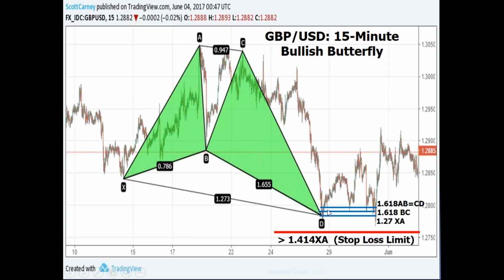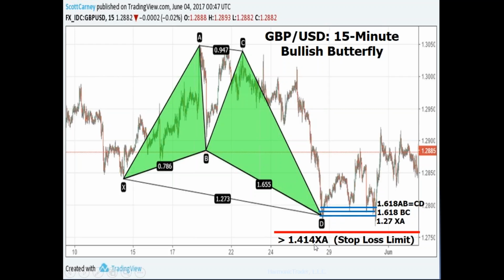So that 1.6155 satisfies the structure, as well as the alternate ABCD pattern. This measure from A to B multiplied by 1.618 converges down here with the 1.618 BC extension and the 1.27 XA. Look how tight those three numbers come together, just under the 1.28 level and the 1.27 XA. That's the defining limit. And look at how the price action stabilized quite dramatically in this area.